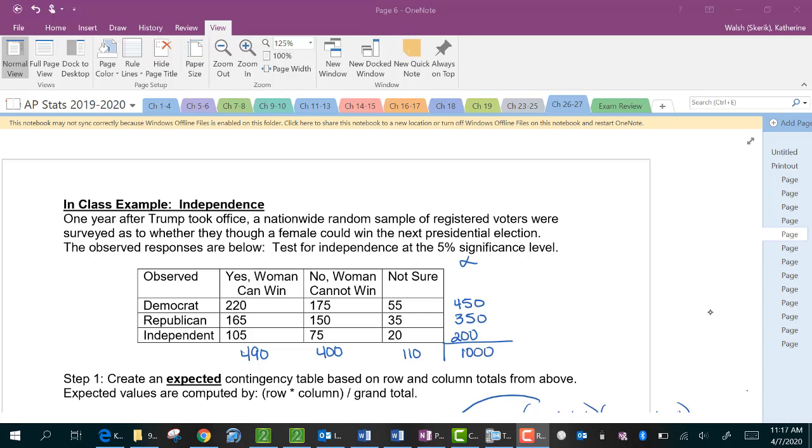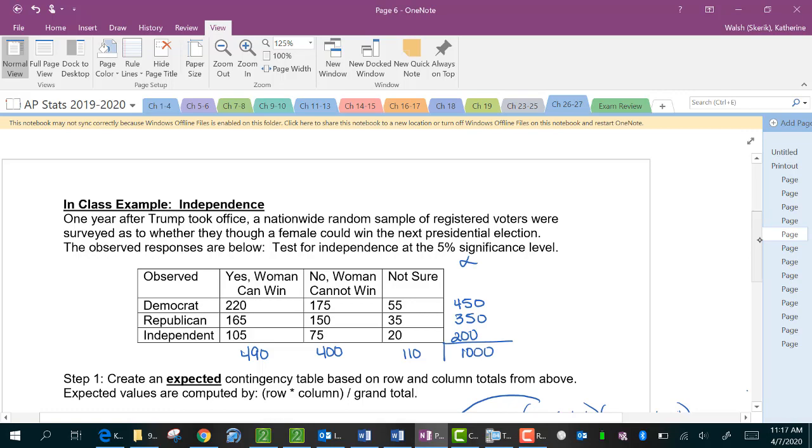So this is, again, just our alpha level. So here's our observed table. I did take a minute to add up all three of my columns as well as my rows. And then I had a grand total of 1,000. And we're going to need that information to come up with our expected table.